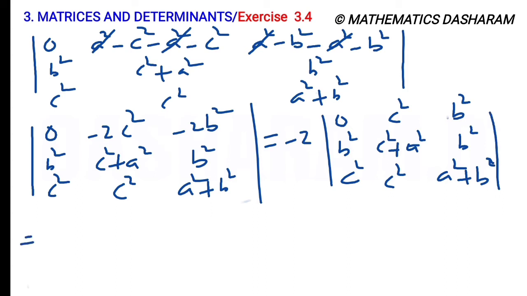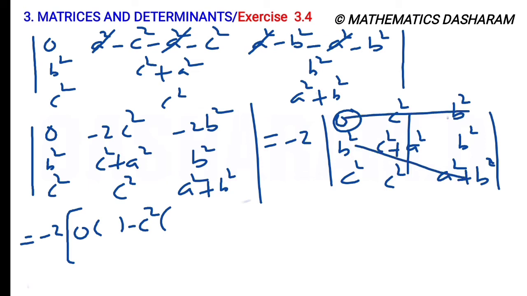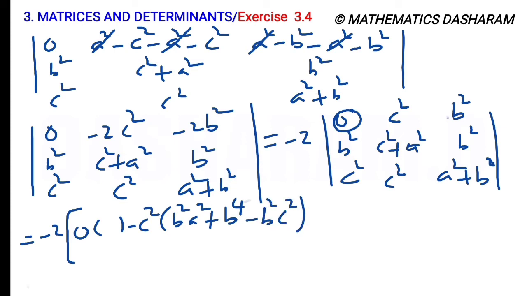Now expand the first row elements, so minus 2 bracket of. Here the first element is 0, so 0 into anything is 0. Next, the second element is minus c square, so minus c square bracket of, here cancel it, and here b square into a square plus b square into c square. So b square a square plus b to the power of 4 minus b square c square.